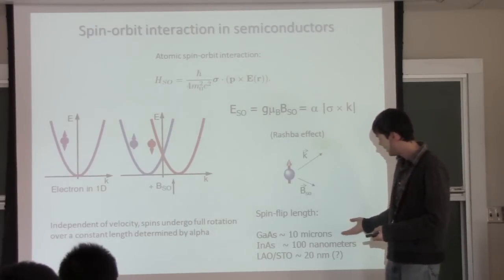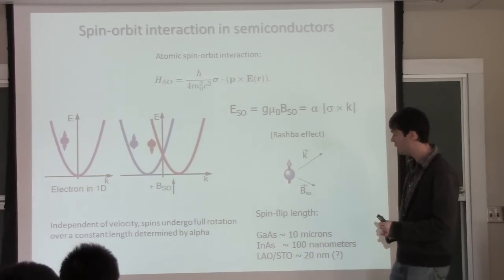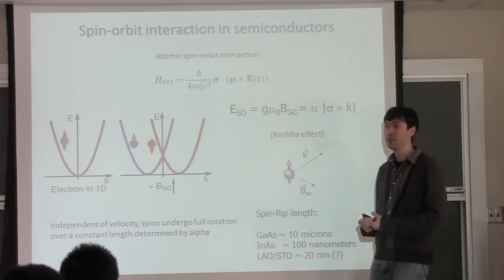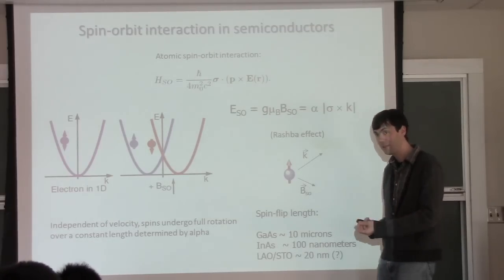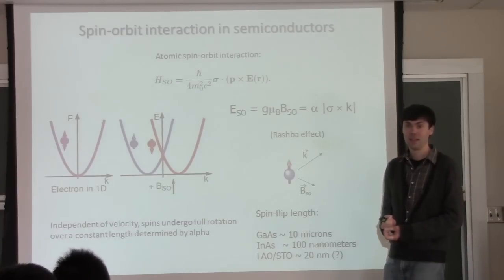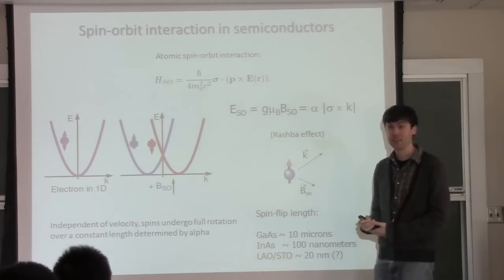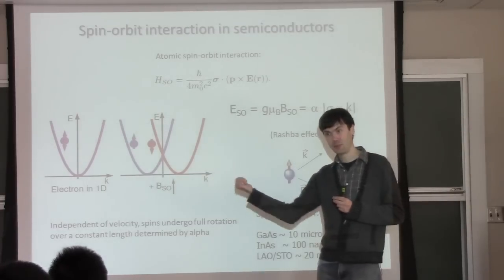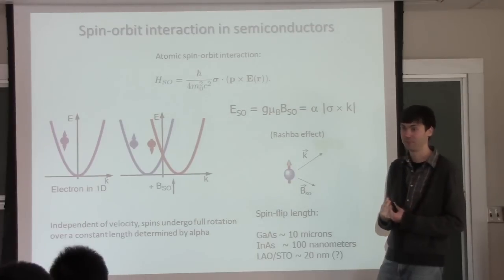And here are some examples of the materials that we already encountered in this class. Gallium arsenide is the one that we talked about the most, perhaps. So in this gallium arsenide, aluminum gallium arsenide 2DEG, the spin-orbit length is pretty large. It's 10 microns. That means spin-orbit interaction is comparatively weak. Still, you can see many, many effects of it. So the longer it takes for spin to flip under the influence of this field, the weaker the spin-orbit interaction is.